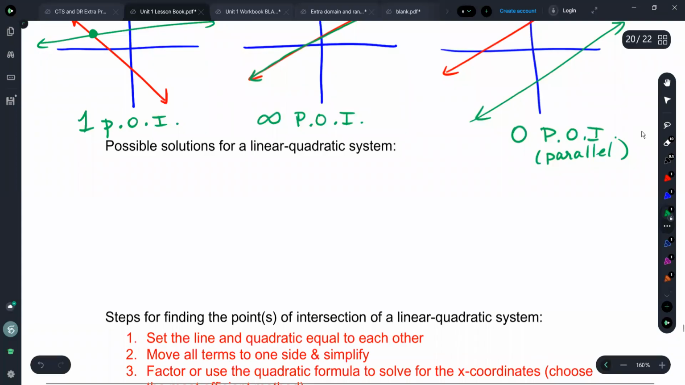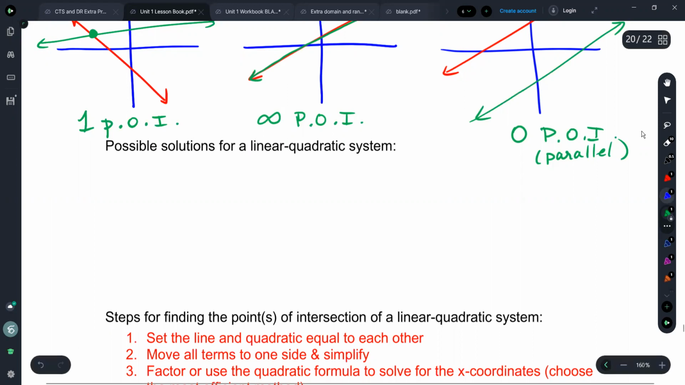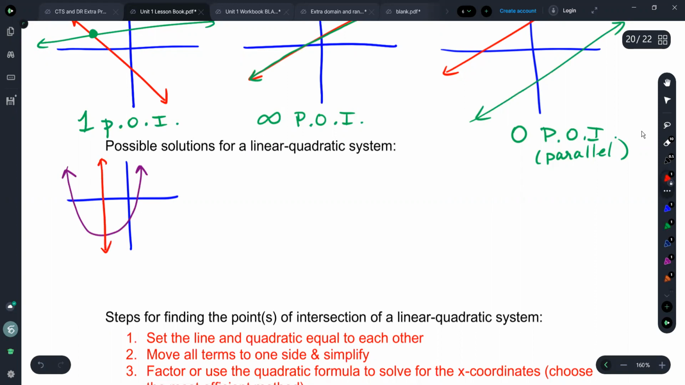Okay, so somebody give me one option here. What could we have if we have a line and a quadratic on the same graph? Okay, so we could have one point of intersection. So let's suppose we have some quadratic like this. And if we have a line that goes right down the middle, like so, I could have one point of intersection there.